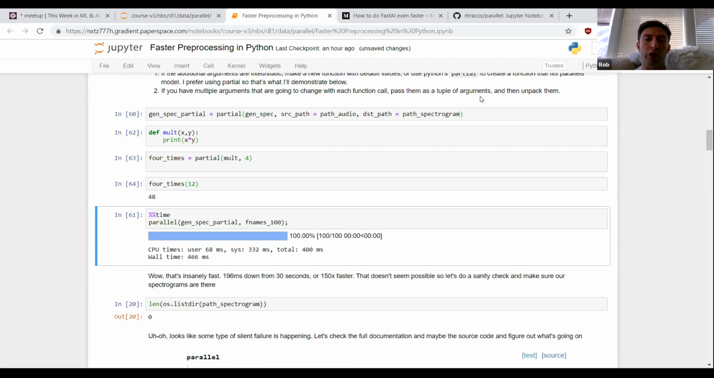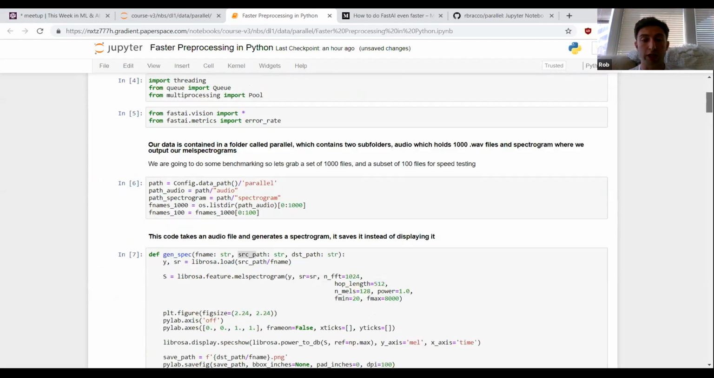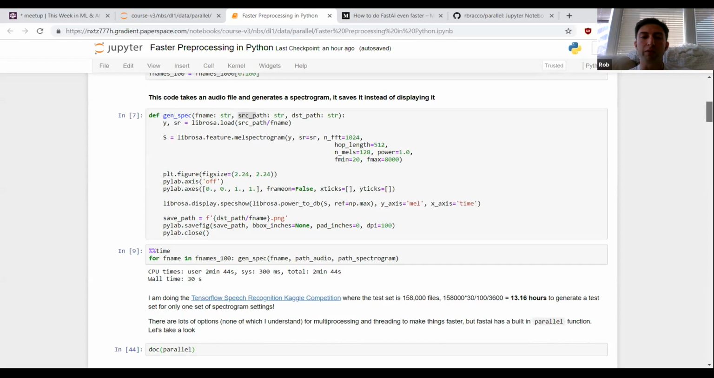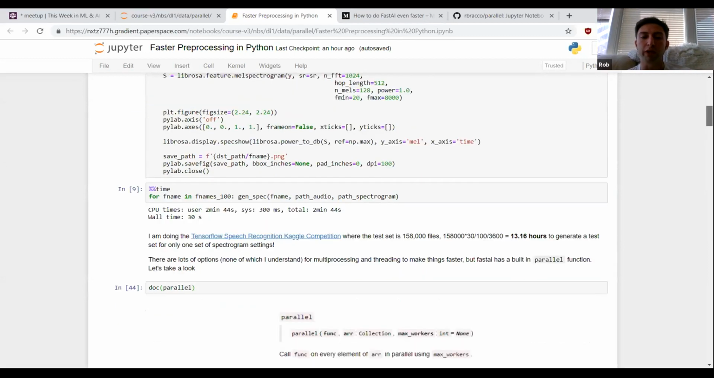That way, if you don't want to rewrite the whole thing. So for me, I could have taken this big genspec thing and just made genspec parallel that has source path defined as a constant and destination path as a constant. But then I've got this big chunk of code that is just duplicated for no reason. So a partial is just a convenient way to do that.